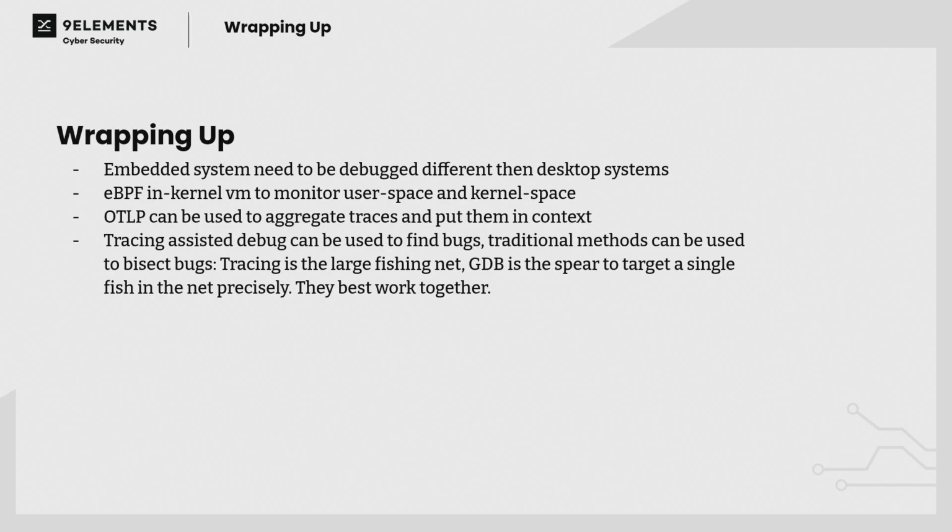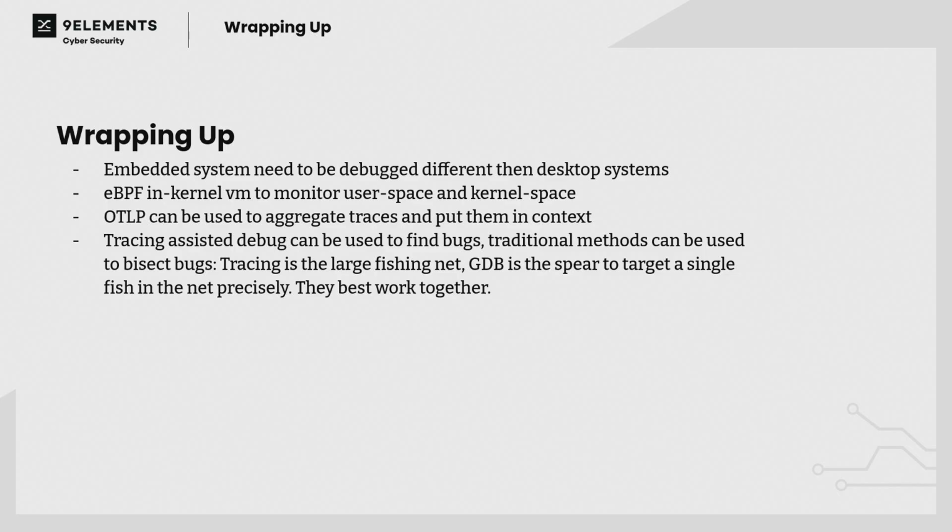So now, to wrap the talk up for today: embedded systems are inherently harder to debug, but there are solutions to ease debugging. The eBPF in-kernel VM allows you to debug user space and kernel space using uprobes and kprobes. OTLP is a widely supported format in the industry to aggregate, visualize, and analyze these traces and put them in context. And tracing-assisted debugging can be used to find bugs that traditional methods can help to actually bisect bugs.